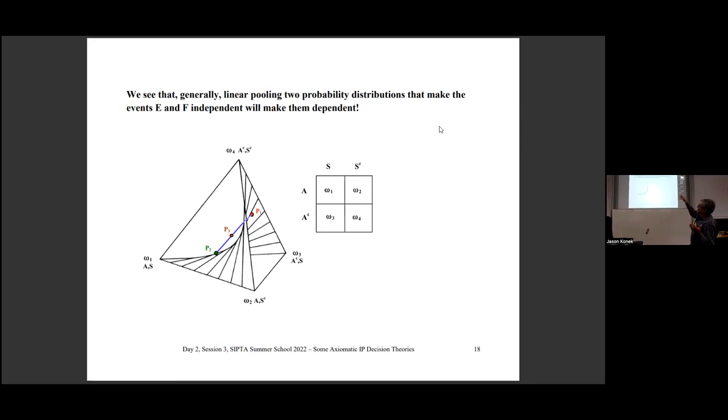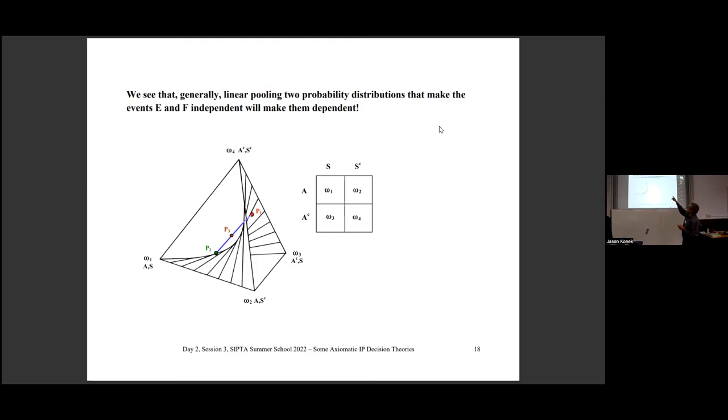Just for the sake of discussion, when you have four atoms, you can make three pairs of events. This would be omega one, omega two as A, and omega three, omega four as A complement, and then the orthogonal omega one, omega three, and omega two, omega four. That would give us the columns. But there's another pair of events which we've already encountered. They're the diagonal events, omega one, omega four, and omega three, omega two.